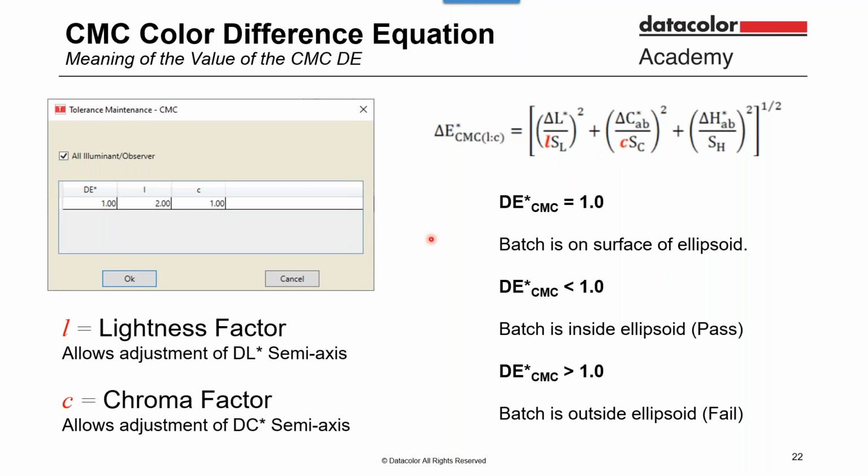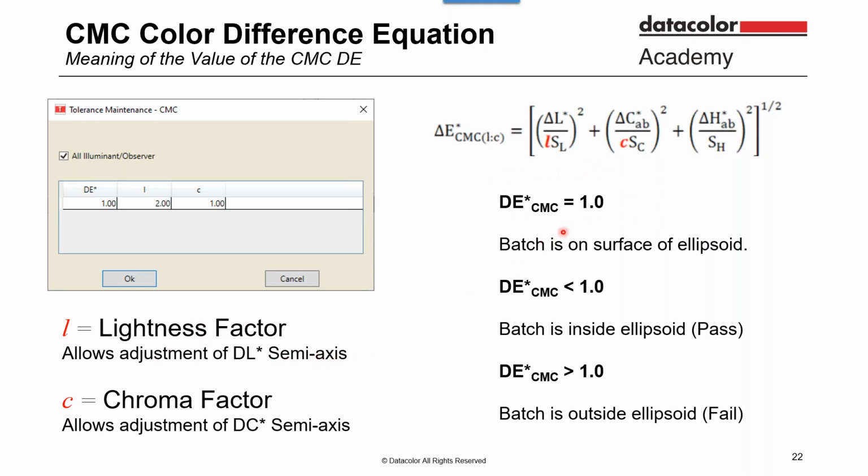Now, last week I actually showed an example where I did adjust the C just to show how it looked, but technically you don't really want to do that. There are some mathematical quirks, so normally the C in CMC isn't adjusted. Normally the L is adjusted. So L is the lightness factor, which allows adjustment of the DL semi-axis.